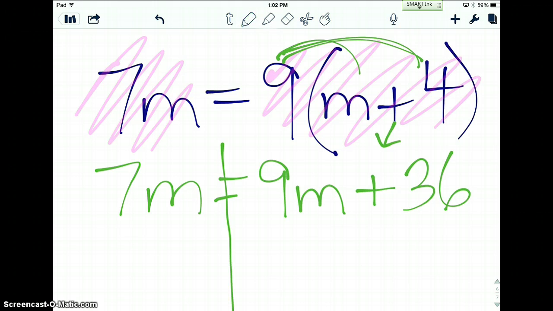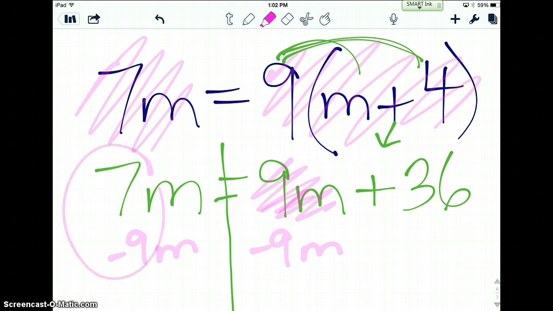So now I need to bring these m's together. So what do you think? How can I keep the m's positive? If I were to bring this 9m to the other side, I'd have to subtract it, right? Because those would be opposites of each other. But that will give me a negative m. So instead of bringing the 9m over, I'm going to bring the 7m over.